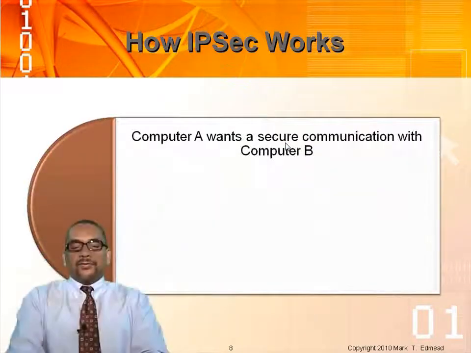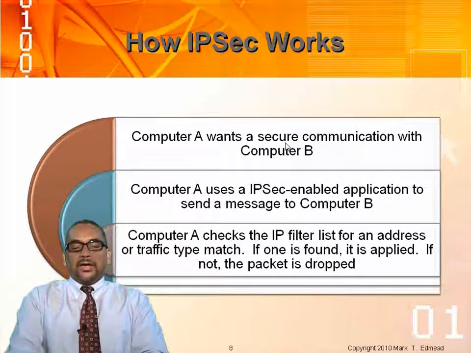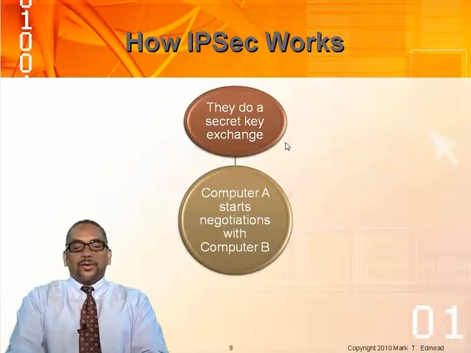So let's talk about how IPSec works. Let's say that computer A wants a secure communication with computer B. Computer A uses an IPSec-enabled application to send the message to computer B. Computer A checks the IP filter list first for an address or a traffic type match. If it's found, then it's applied. In other words, if it's allowed, then it happens. If the match is not there, or the address is not there, then the packet is dropped. Computer A then starts negotiation with computer B. So they do this secret key exchange.